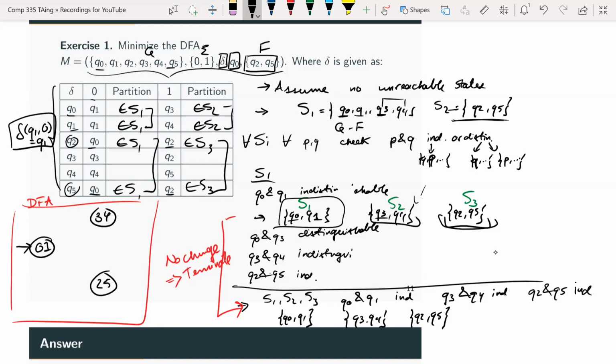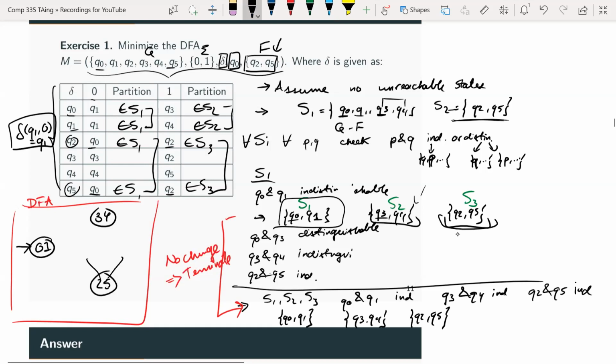The final states, remember, were Q2 and Q5. These, again, happen to be in the same state 2, 5. It could have happened that, well, no, it couldn't have happened that 2 was with 3, but it could have happened that 2 and 5 had split, so you would have 2 final states.